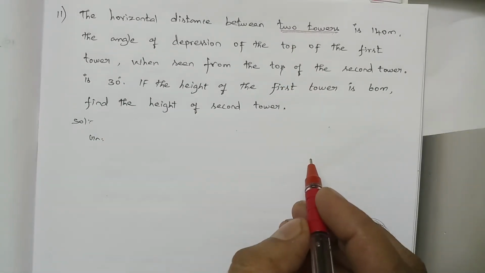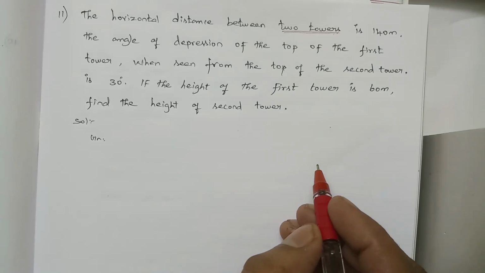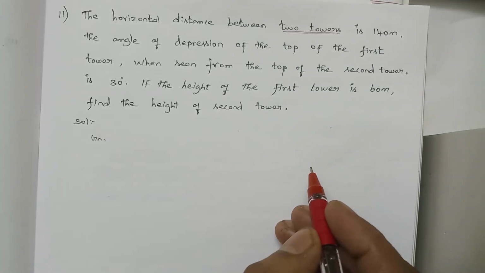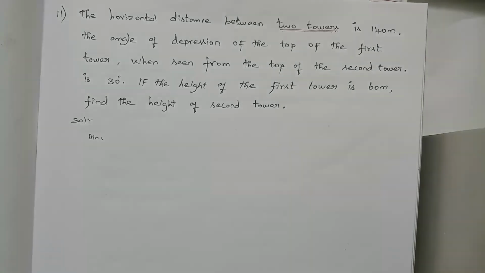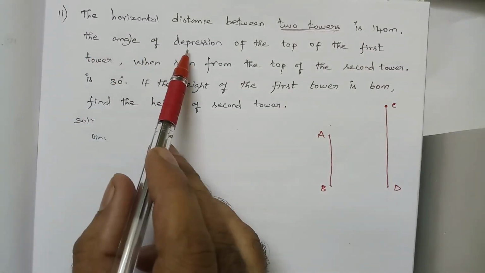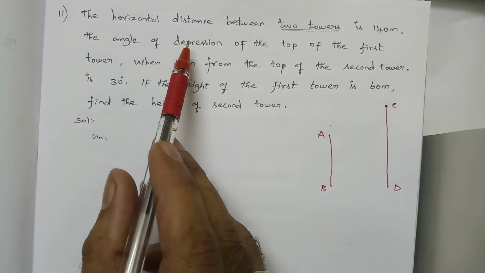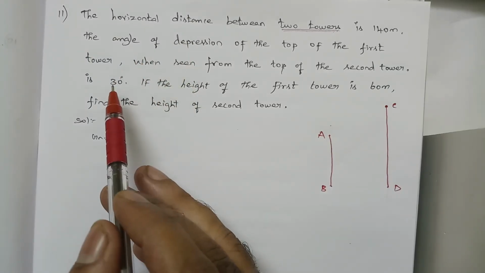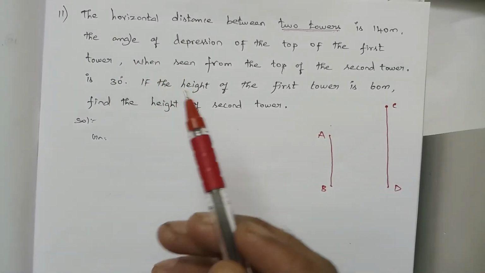So let AB and CD be two towers. The distance between the two towers is 140 meters. The angle of depression, so from the top to the bottom they are seeing. From the top they are seeing down.